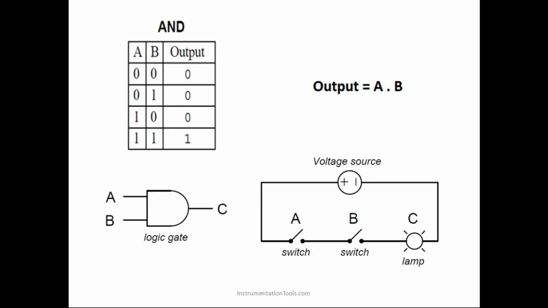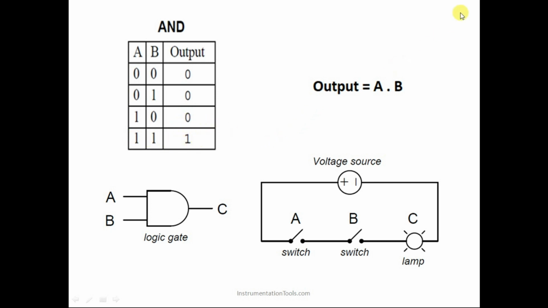Here, if you observe, this is our AND gate. In case of the AND gate, the output is basically the product of both the inputs. So 0 into 0, or 0.0, is equal to 0. The output is 0 here. 0.1 is also equal to 0, 1.0 is also equal to 0, and 1.1 will be 1.